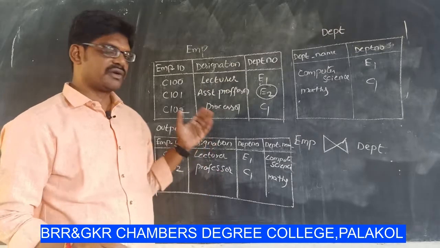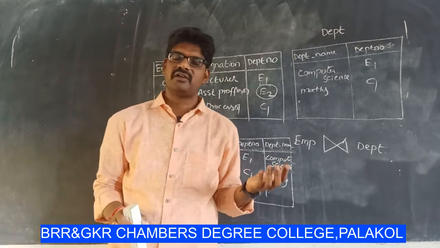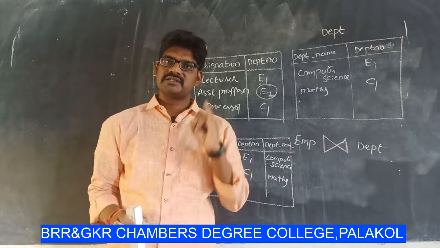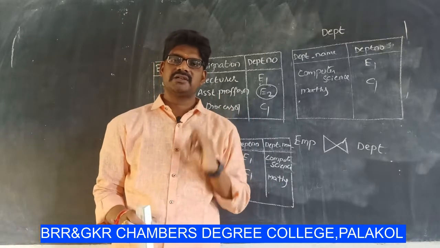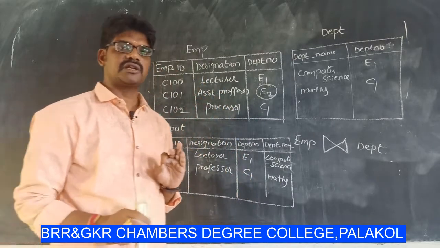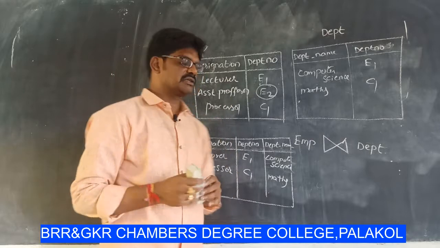Okay, so this is information about the inner joins. There are three types of inner joins: one is theta join, next one equi join, and next one natural join. Now we have to discuss the outer joins.